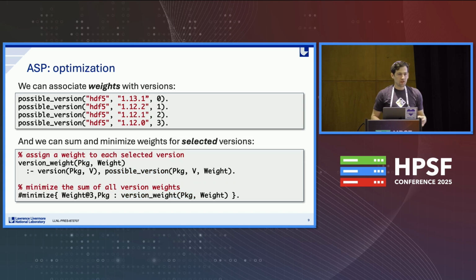And then the last feature of ASP that we use rather heavily is optimization. We can associate a weight with each version. And then we can say, for every package, it has the weight of its version. And then we can minimize across all these weights. And we always do minimization. There's no maximization in the solver because you get really wonky answers if you do maximization, because the solver will just say, I can turn on your variants and add more nodes, so I get more opportunities to maximize it.